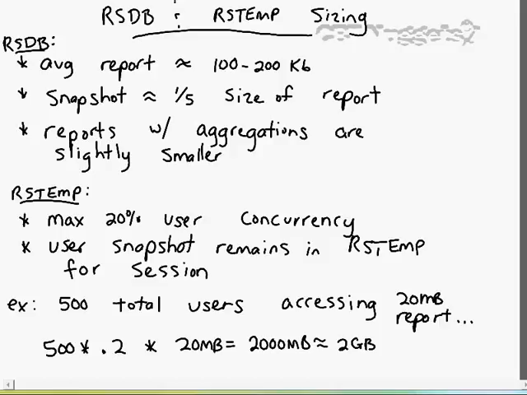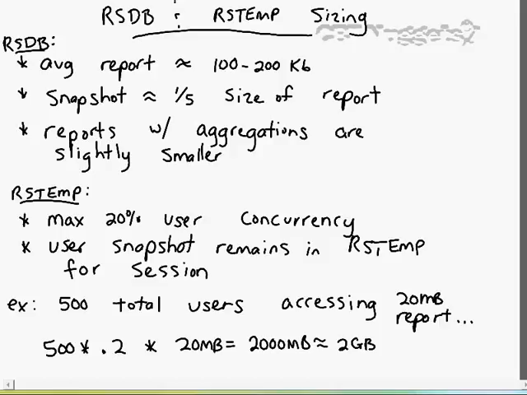As far as sizing your RS temp database, you need to take into consideration the max number of users you're going to have at any given time. For example, let's say that we have a total of 1,000 users that are ever going to be accessing your reports. Well, typically, you're going to have a maximum of 20% of those users concurrently accessing the reports as a max. In other words, that would be about 200 users at the most ever accessing the reports. Well, when those users are accessing the reports, it's going to take a snapshot of the report, and that's going to remain in the RS temp database for that session.